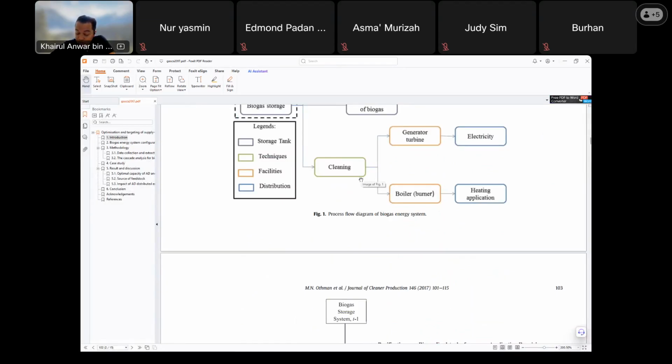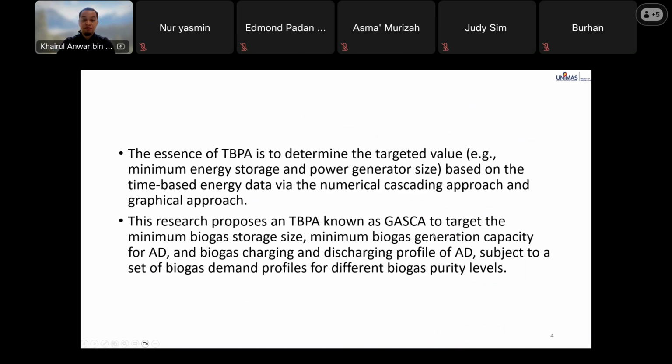So for TBPA, it's already used in several other processes before this.